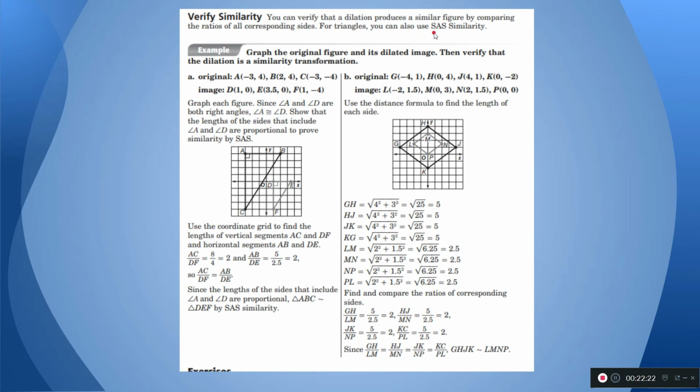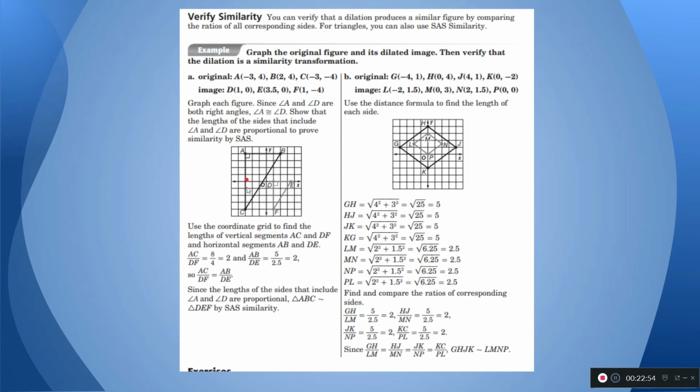For triangles, you can also use the side angle side similarity. So the example here is to graph the original figure and its dilated image. Then verify that the dilation is a similarity transformation. That's verifying that we actually do have similar figures here. So with the original, we're taking all the coordinates and we're graphing out the figure, and they graph out the figures here. And you graph those out, then you use the coordinate grid to find the lengths of the vertical segments.